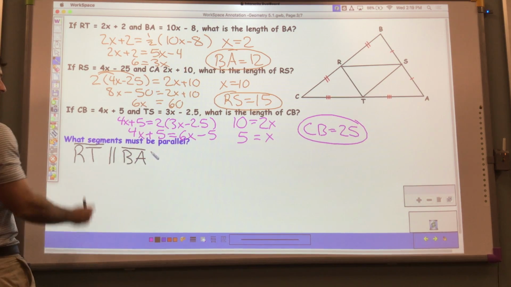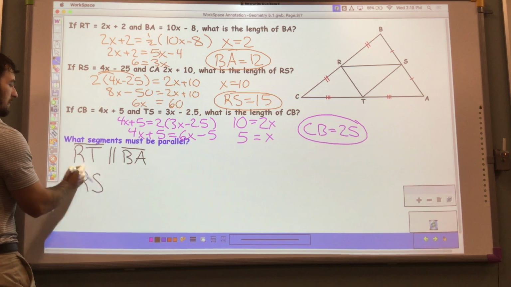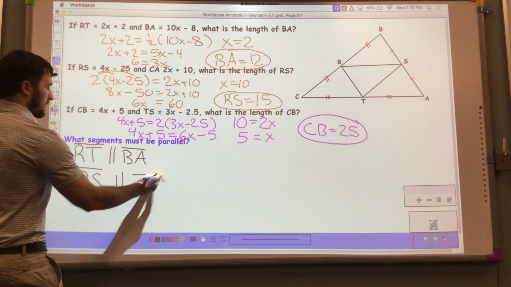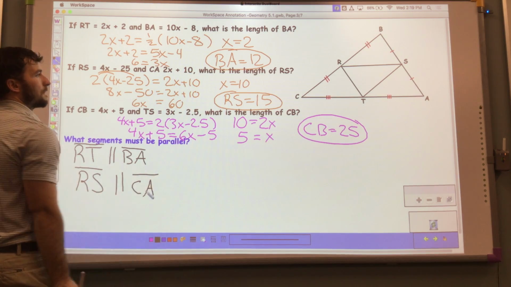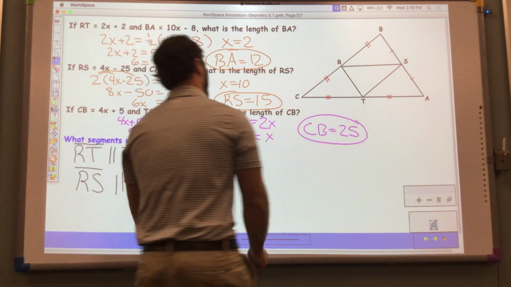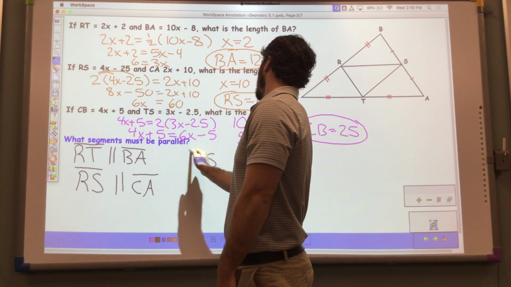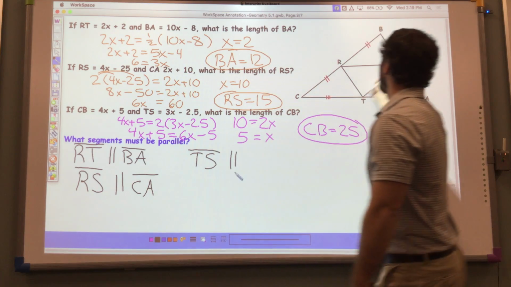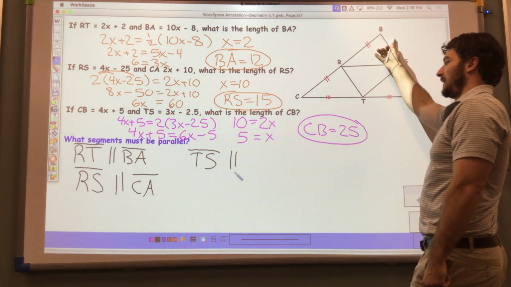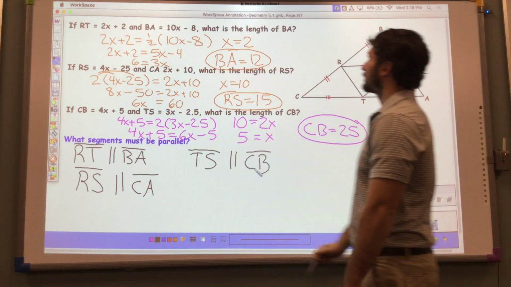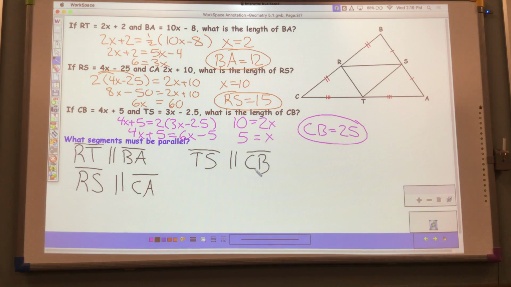Then we have another mid-segment, RS. RS is going to be parallel to segment CA. And then finally we have TS. Segment TS is parallel to segment CB. So that's dealing with your mid-segments. That should be the easier part of this assignment.